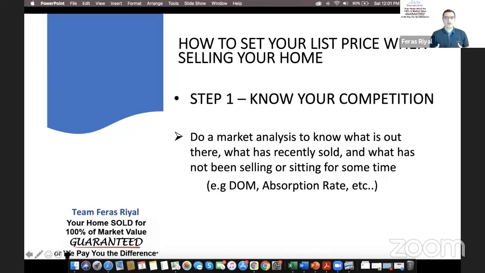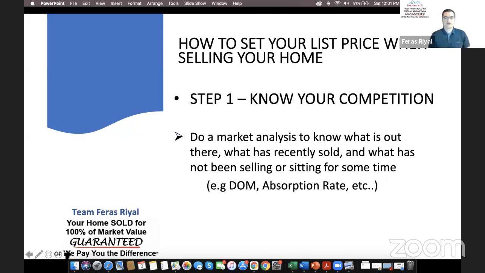So before we list, we need to know the price we're going to set. And that is very important as it will determine the success of the marketing strategy. So in other words, you need to know your competition. There's many things involved in knowing about your competition, which is your real estate agent must do what we call a comparative market analysis, or a CMA, and that is to share with you what is out there in the market in terms of inventory, what has recently sold, what has not been selling, and what has been sitting on the market for some time.